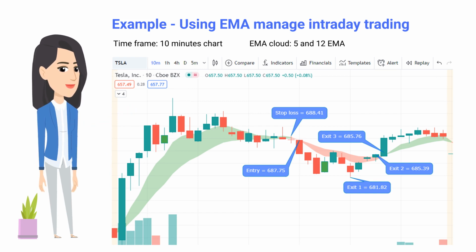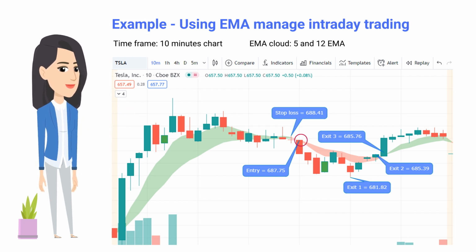Which suggested you could flip to the other side and start shorting the stock. Even by using EMA Cloud alone, you could have 3 different entry points in this trading opportunity. First entry, you could start shorting the stock when the 10 minutes candle closed below the EMA Cloud. The second entry is when the 12 EMA crossed over the 5 EMA. The third entry is when the EMA Cloud has changed to red.